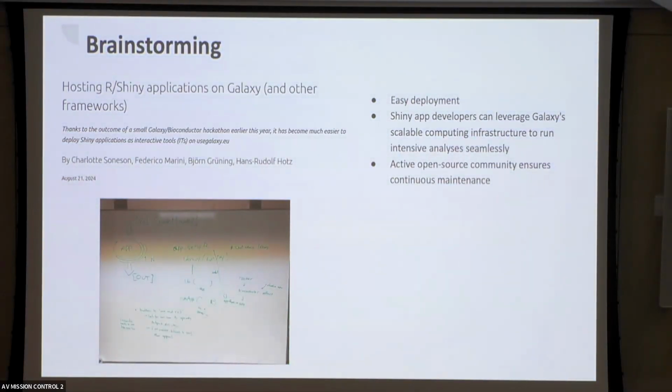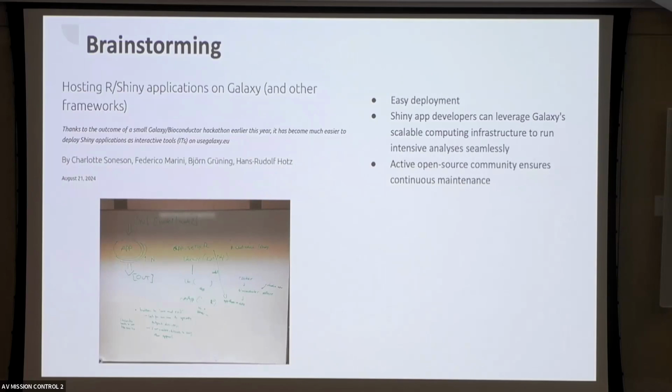So it all started a year ago in spring 2024 when Charlotte, Federico, and Hans visited Freiburg, brainstorming how to host Shiny applications on Galaxy. The aims being easy development, so that the Shiny app developers can leverage the scalable computing infrastructure behind Galaxy. And once it's deployed, we have the flourishing Galaxy community that can usually take care of maintenance. It's actually win-win for both the Shiny app developers and also for the Galaxy user community at the end.